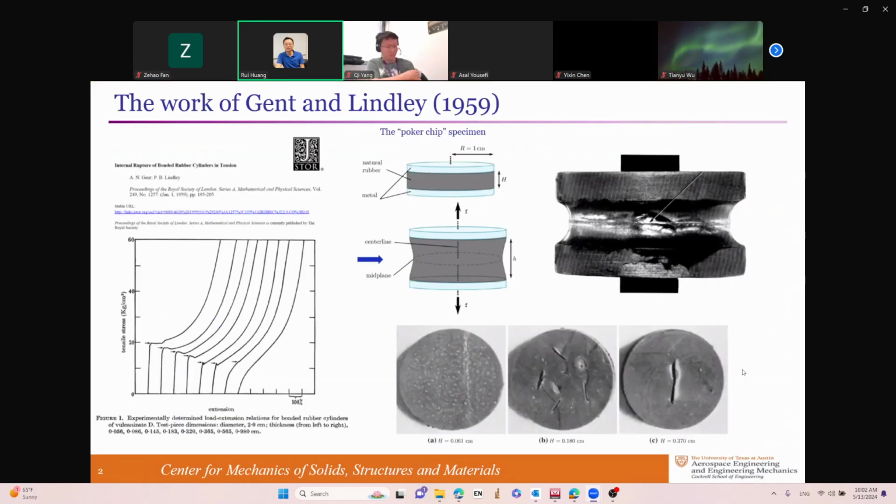The problem has a rich history. It goes back to Gent and Lindley from 1959. They were interested in the same problem, and they used what is now commonly known as the poker chip specimen, a cylindrical specimen with a thickness that can be varied. It is actually a derivative of a specimen that the ASTM designed for adhesive strength measurements way back in 1935 or something like that.